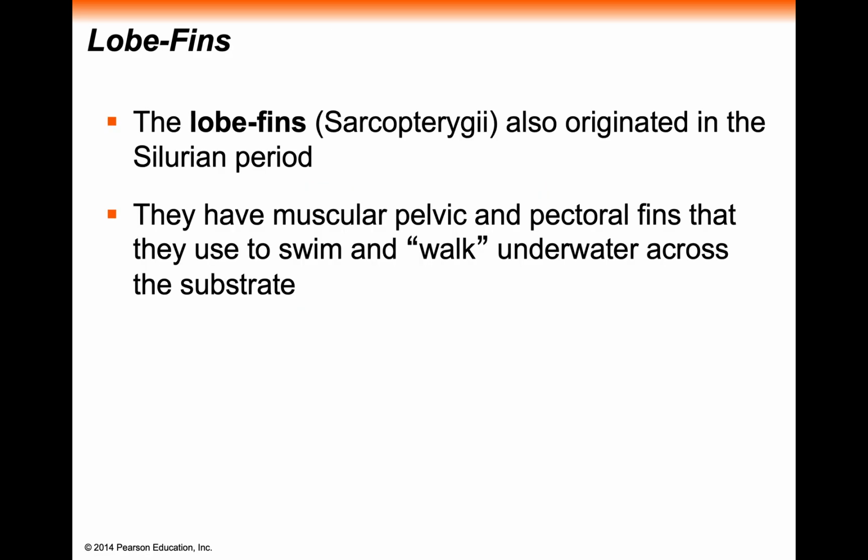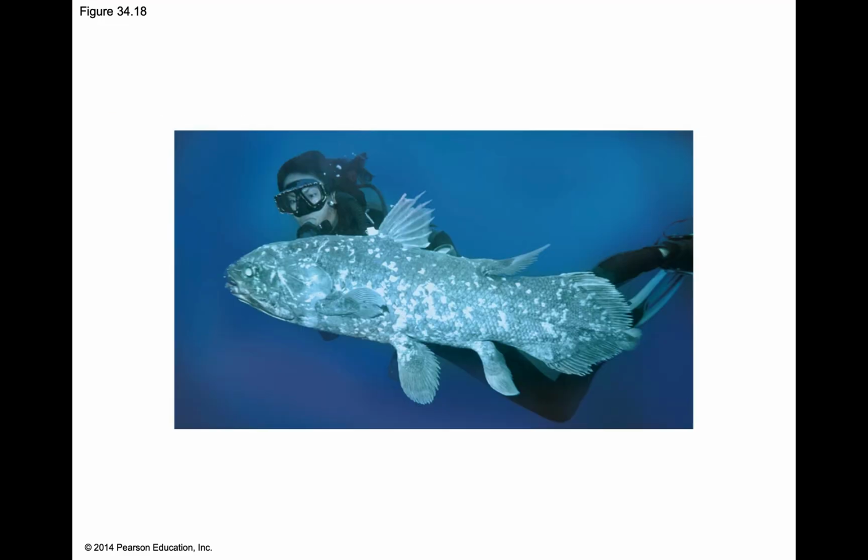All right, so lobe-finned fishes also originated in the Silurian period, and they have muscular pelvic and pectoral fins they use to swim and walk underwater across substrate. In other words, they look kind of like they're walking. They're using their fins kind of like legs. And when you look at them, here you go, you can see kind of how they have these leg-like structures here and here. Notice that there's actually like an arm before we get to the fin out here.